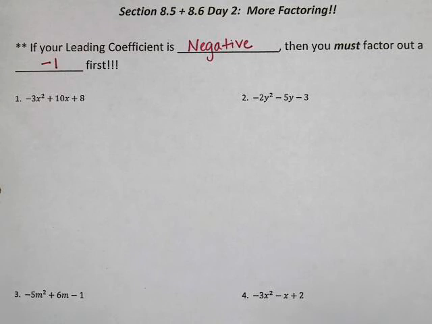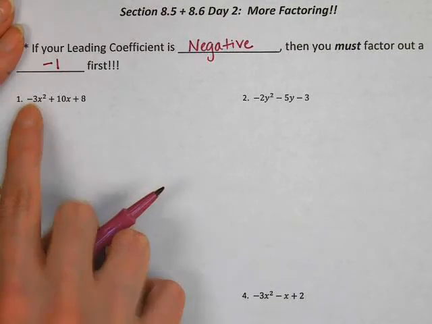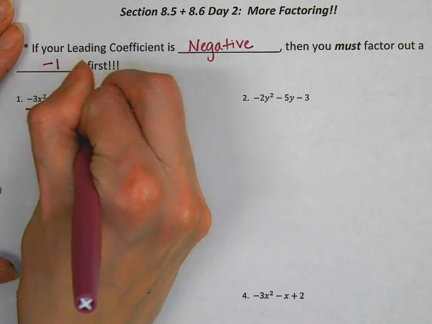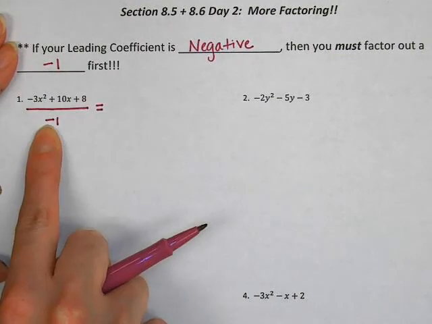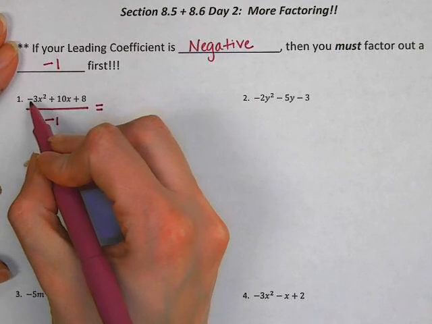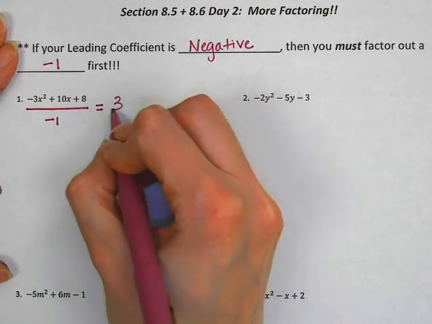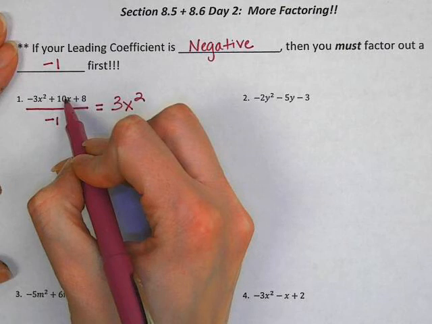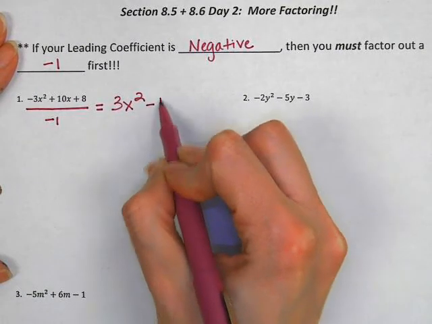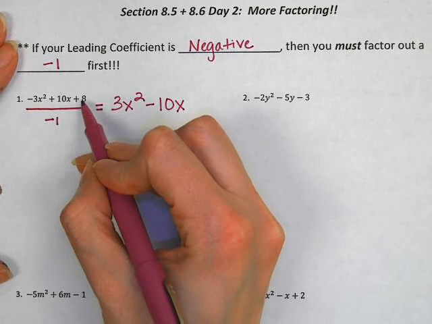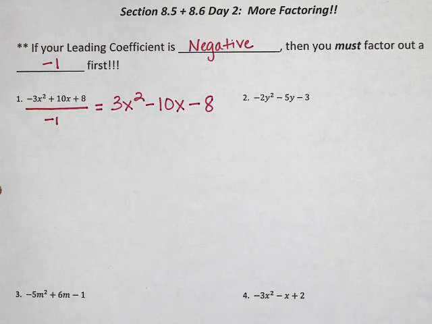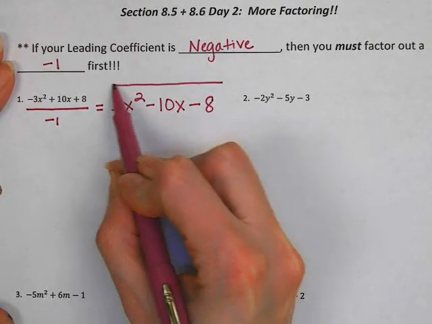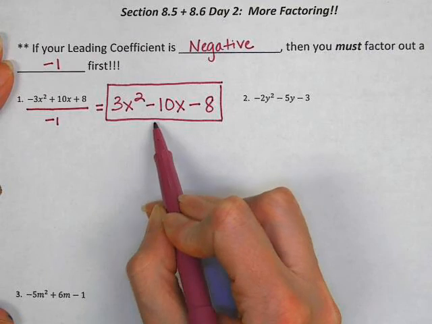All right, so you see a problem. It says to factor. If the front number is negative, you have to divide every single piece by a -1 first. So let's do it. Well, dividing by a -1 just means it changes the sign, right? So a negative divided by a negative will now be positive 3x squared. 10x divided by -1 is just going to become negative 10x. And 8 divided by -1 is just going to become -8. All right, so that part's easy. And now you have to do what we did yesterday and factor this new piece here.